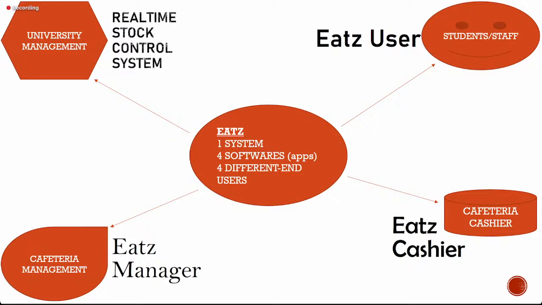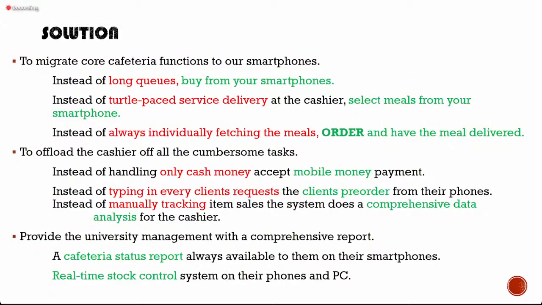So what is the solution? To migrate core functions of the cafeteria to smartphones, because smartphones are powerful. Instead of long queues, buy from the smartphones. Instead of turtle-paced service delivery at the cashier, where you ask things like, "Nimebaki ngapi? How much can I buy?", changing all that, just select your meals from your smartphone and pay. Instead of always individually fetching the meals, you can order and have them delivered to you.